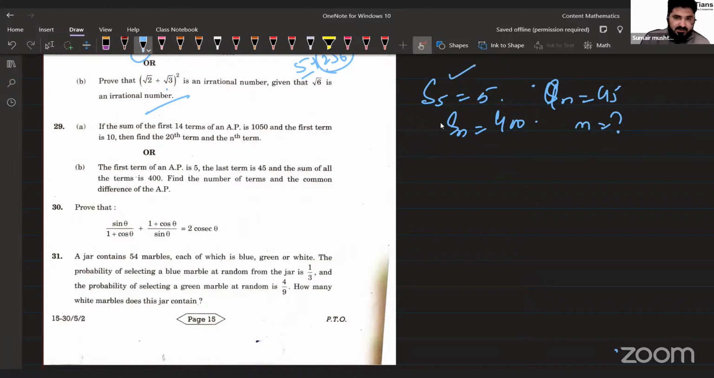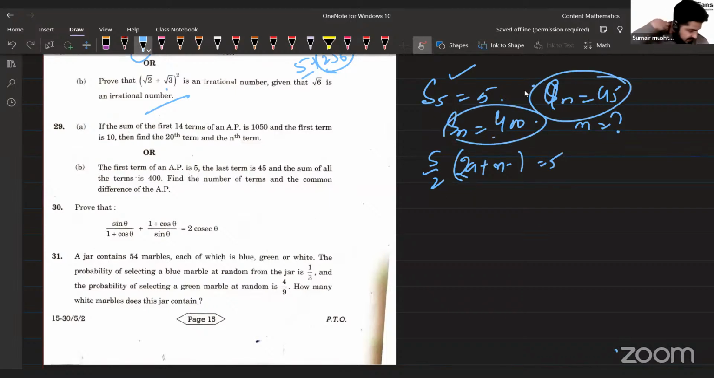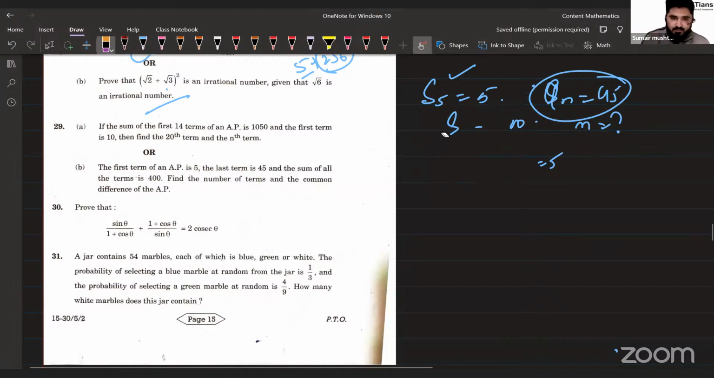See, from here, you will get one equation: 5 by 2 into (2a plus (n minus 1) into d) is equal to 5. And from here, you can get another equation and equate both of them. You can get the answer. Simple. I will move on. Okay.